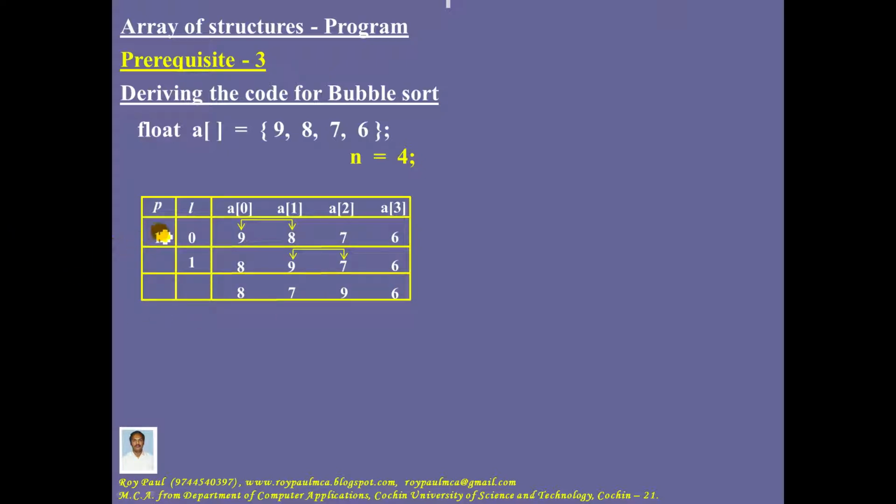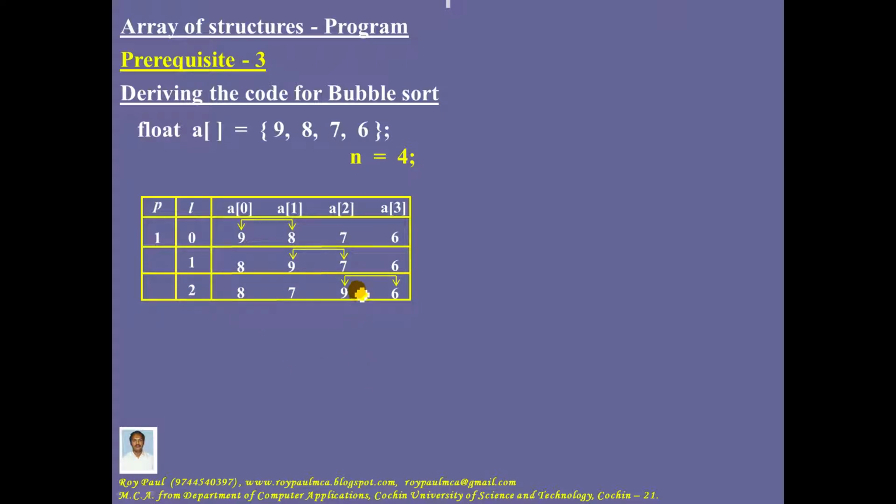Now same pass, because pass means it's a collection of steps. Let me take the next consecutive elements. So this is my left element. The index of the left element is 2. Let me note down the index of the left element here. Yes, the index of the left element is 2.